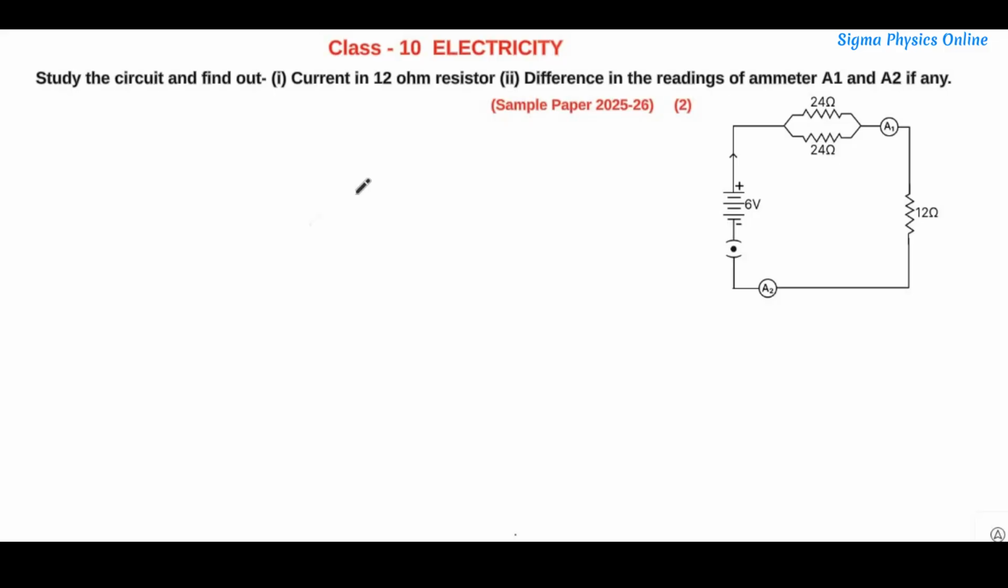This is a sample paper question from this year 25-26, and the question is from the electricity chapter. The question reads, study the circuit and find out the current in the 12 ohm resistor, and the difference in the reading of ammeter A1 and A2, if any.